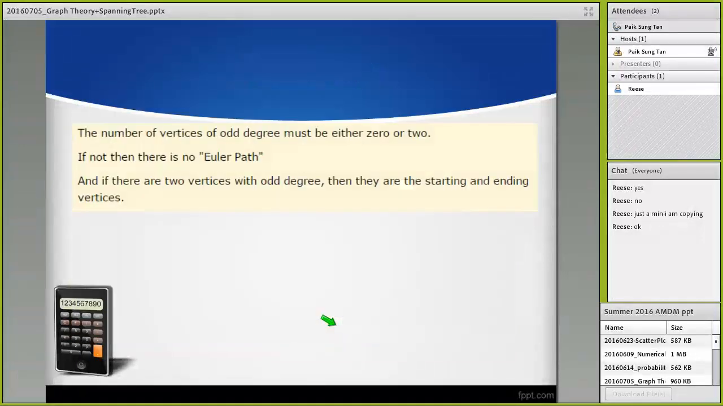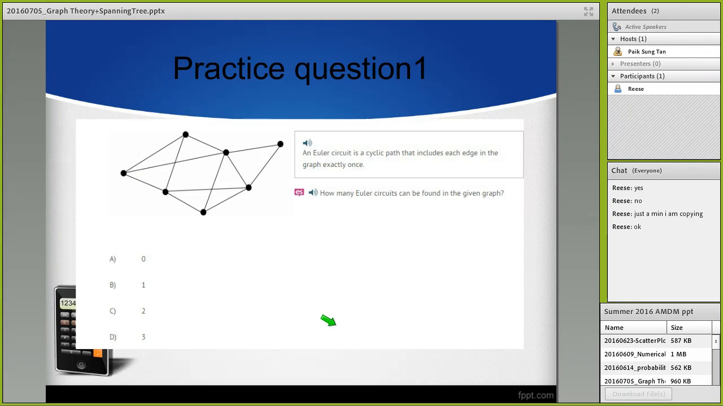Okay, good. Now we're going to do some practice. This is just redundant information. All right, let's look at some questions. How many Euler circuits can be found in a given graph? You're given a graph, and you know the theorem. So the first thing you do is find the degree of each vertex, and then you compare with the information that we just learned.